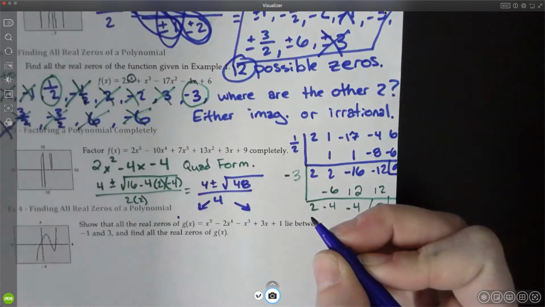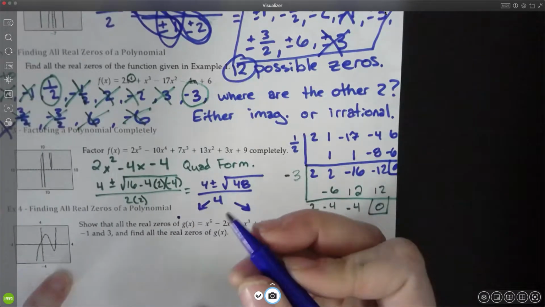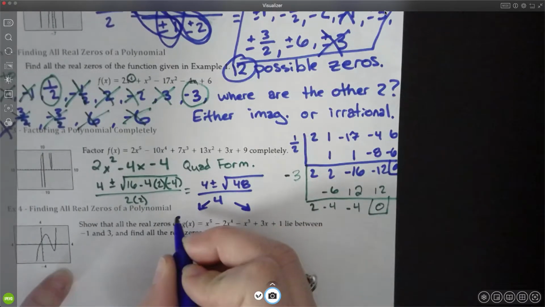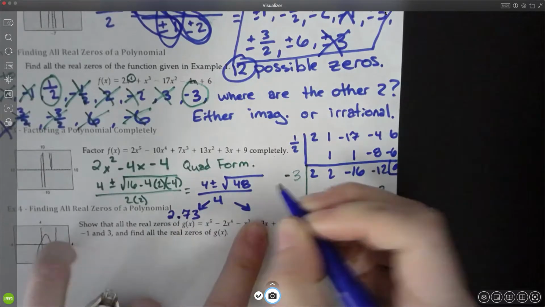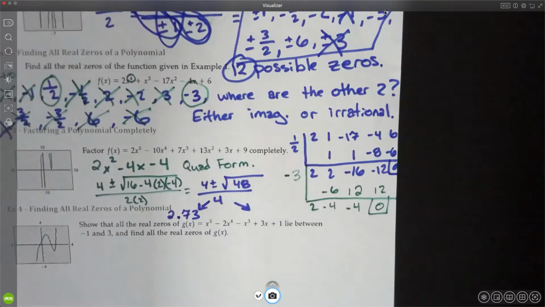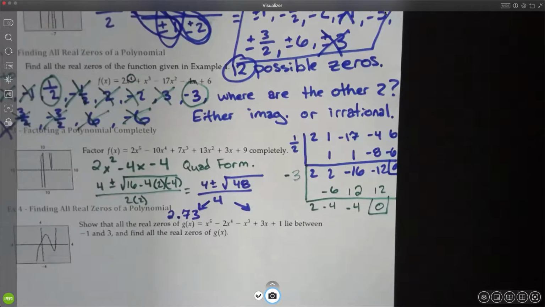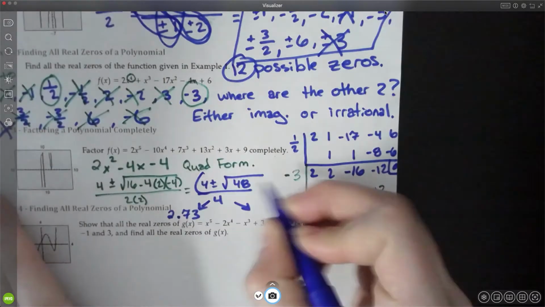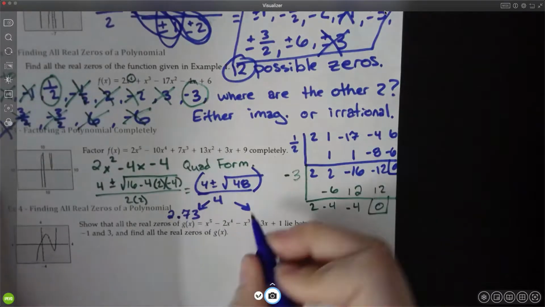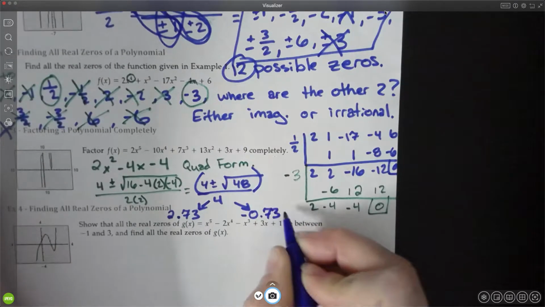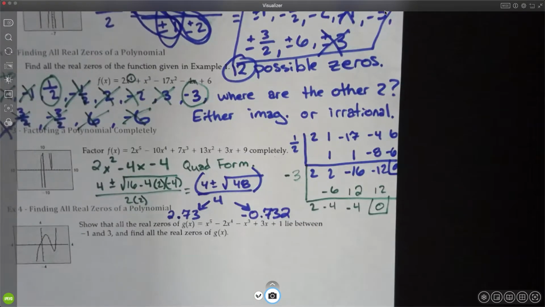When you add, you get 2.73. You want them right here. The positive is the one. Now, you might have to put parentheses around it if you enter it all in one shot. We wanted to do that whole thing first. Negative 0.732. The positive is first, right? Negative 0.732. It doesn't matter.